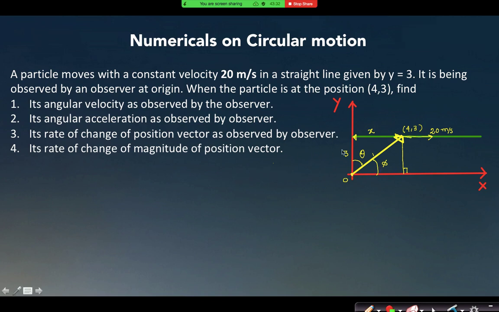Try to understand what is the position vector. What is the position vector at this point? Can I say this L is the position vector at this point? What is the magnitude of position vector at this instant? 5. After some time, the position vector will change its direction as well as magnitude. So definitely its magnitude keeps on changing, as well as the direction keeps on changing, right?